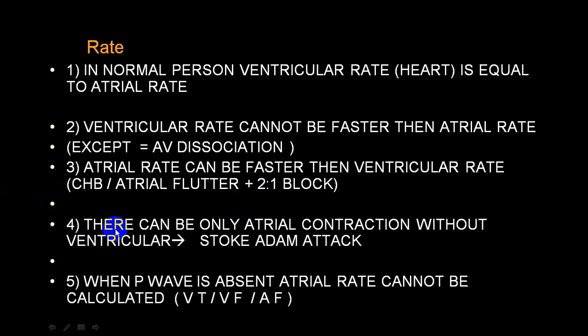Now there is another condition where the atrium generates impulses but they cannot pass to the ventricle, and hence there are only P waves. Because of that you can calculate only the atrial rate. There are no QRS complexes, hence there is no ventricular contraction. And as there is no ventricular contraction, you see only P waves on an ECG.